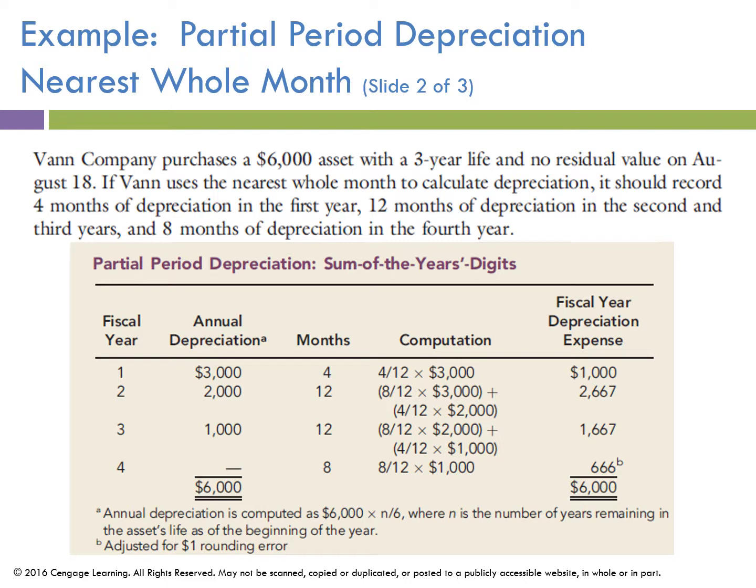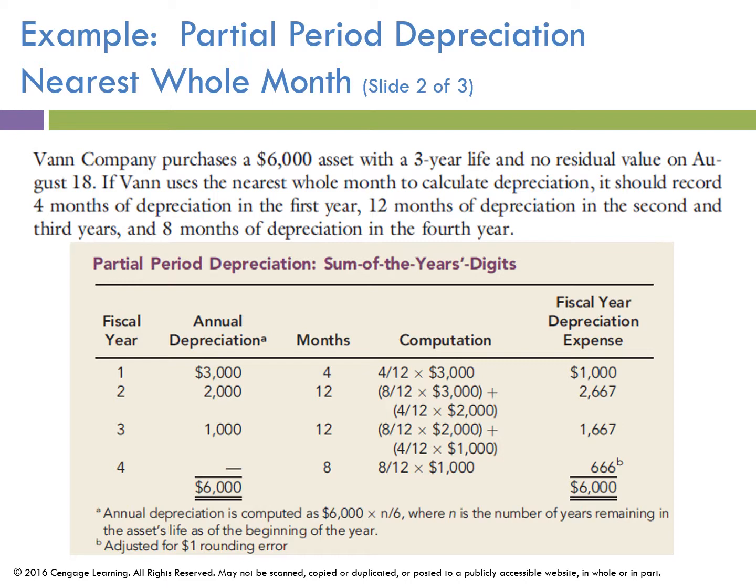This is fun. Sum of the year's digits. This is crazy. I'm going to show you an easier way, and I'm going to have to talk you through it. What if instead of using straight line, they use sum of the year's digits? Remember that? Okay, this is a 3-year life of an asset. So we take the depreciable base, which would be 6,000 minus residual, which is 0, and we're going to multiply it by, remember in our formula, what we do is we ask ourselves, how many more years can we depreciate this asset? And that would be as of the beginning of the first year, 3 years.